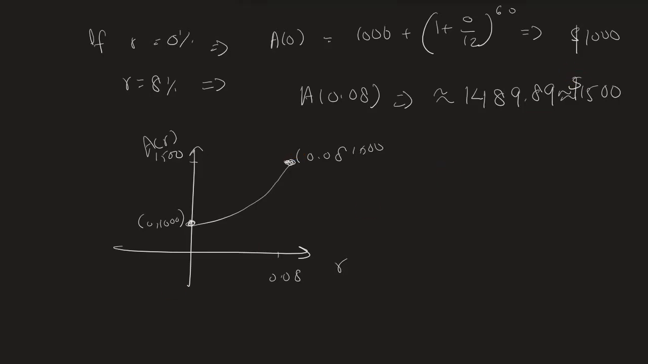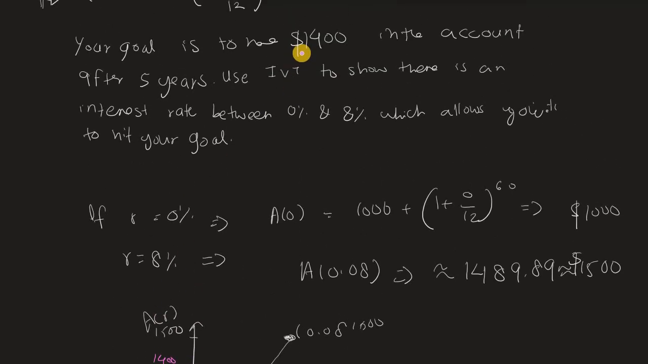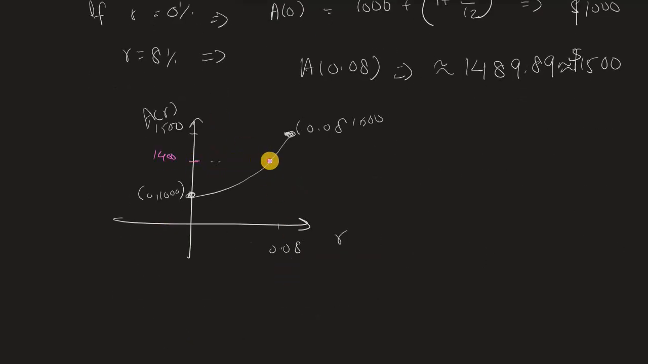Now we need to find a target value of 1400, right? Your goal is to have 1400 in the account. So this is your target value that you want, and this is going to be your R. Since you see A of R is continuous, there's no discontinuity over here. A of R is continuous on 0 to 0.08, between these two points of R, it is continuous.